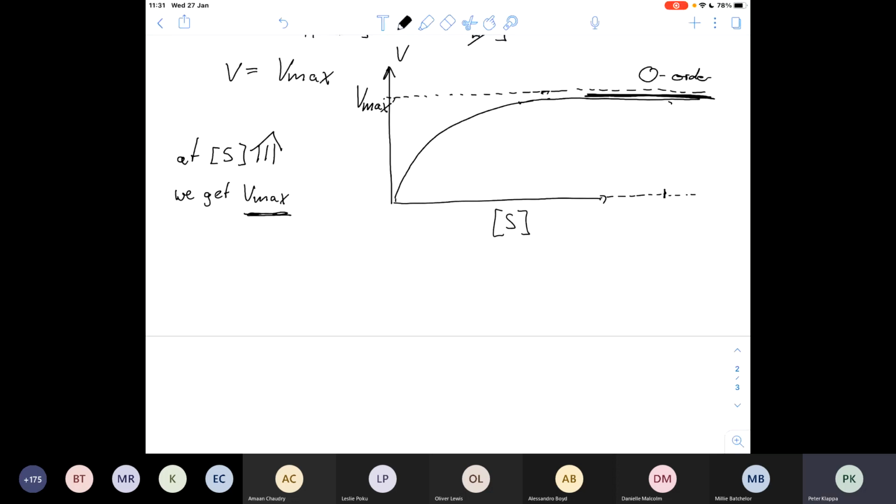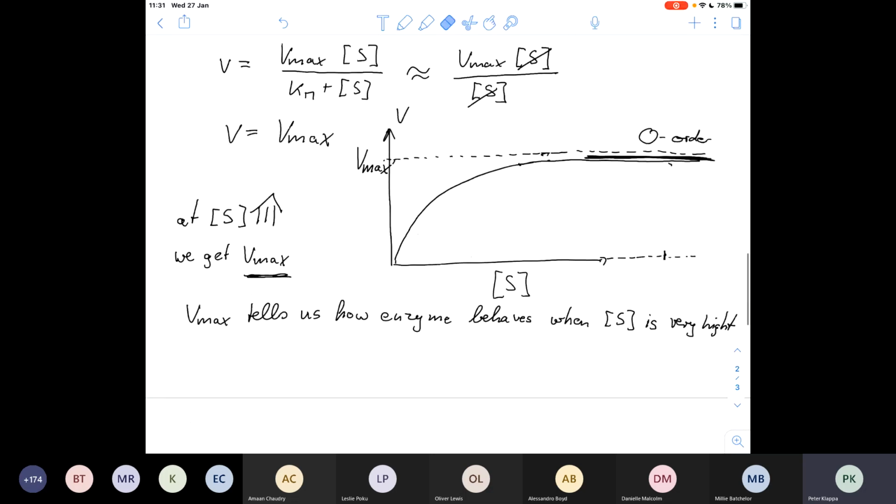Or we can turn that around and say Vmax tells us how the enzyme behaves when the substrate concentration is very high.